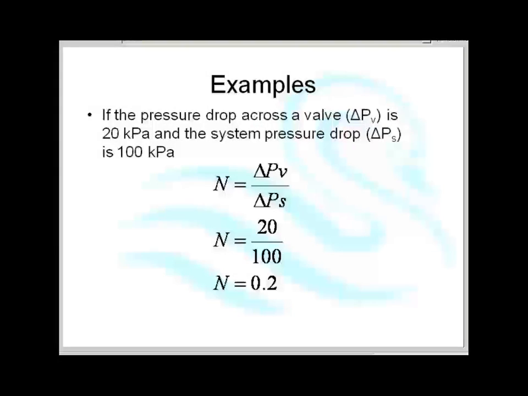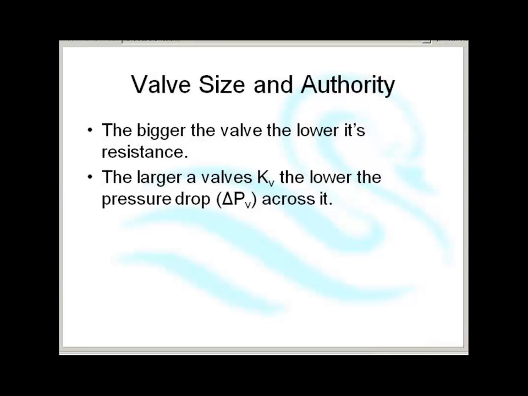In electrical terms, what you'd have to say is that the less resistance of something, the less voltage drop there is across it. So the bigger the valve's kV, the lower its pressure drop, the pressure drop across the valve when it's wide open.